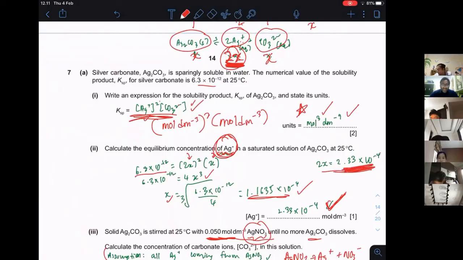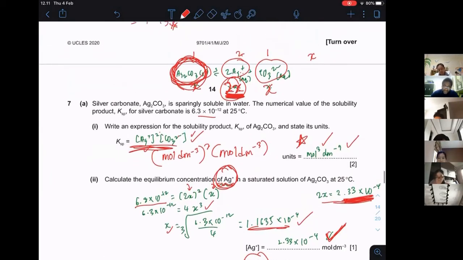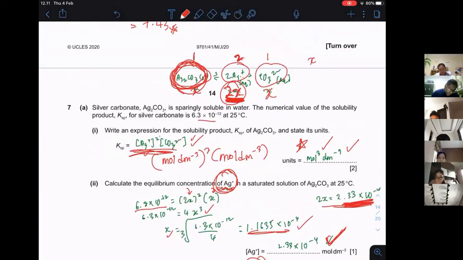But in this case, we are talking about silver carbonate. We are not going to use the 2x, because why? 2 to 1. What are we going to use the concentration of? We are not going to use the concentration of silver ions, because it's actually sparingly soluble. So we are going to use the concentration of Ag2CO3.